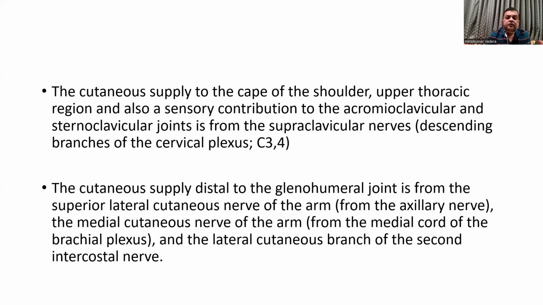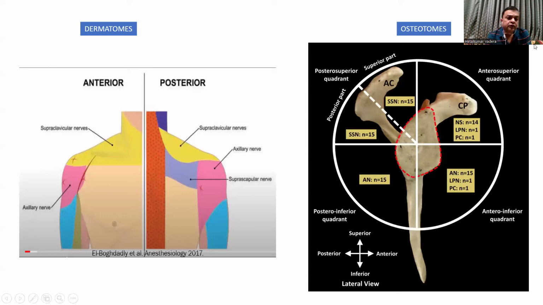And cutaneous supply distal to the glenohumeral joint is from the superior lateral cutaneous nerve of the arm, from the axillary nerve, medial cutaneous nerve of the arm, and lateral cutaneous nerve of the arm. While the medial part of the axilla is supplied by the intercostobrachial nerve, that is again from T2. So it is neither a branch of the brachial plexus nor of the superficial cervical plexus. So for that, we require some local infiltration when the incision is on the medial side. So here you can see this area is supplied by the supraclavicular nerve, while the remaining area is supplied by suprascapular as well as axillary. If you look at the joint supply, mainly it is by the suprascapular nerve and axillary nerve, while some of the component is supplied by the lateral pectoral nerve.